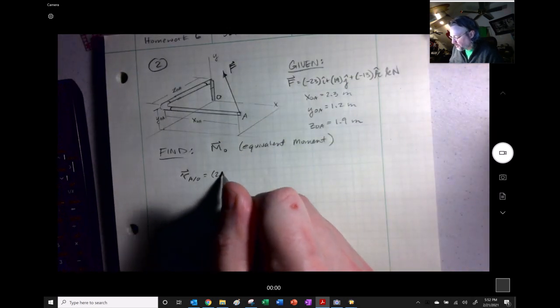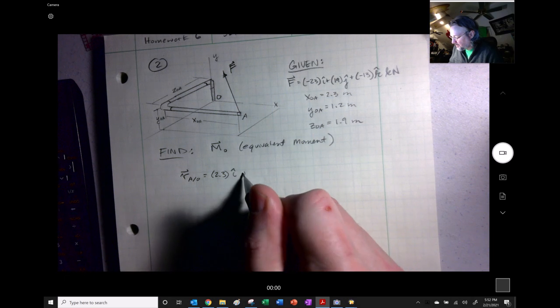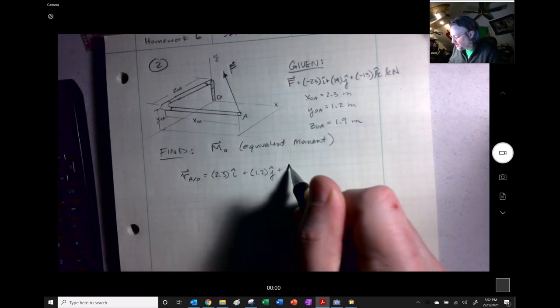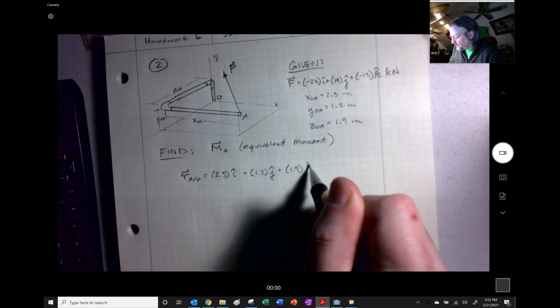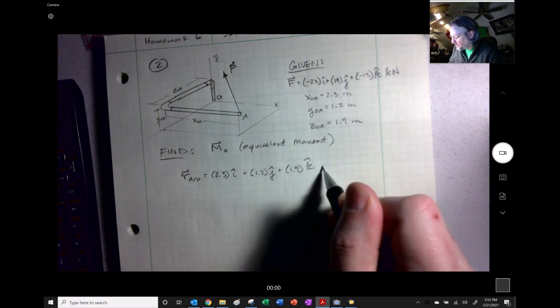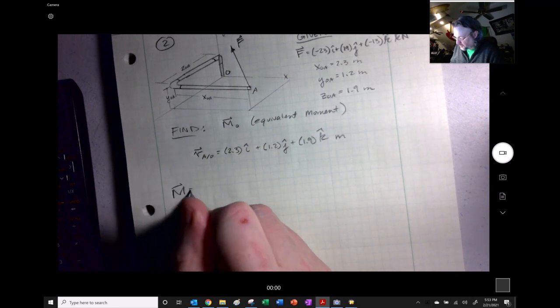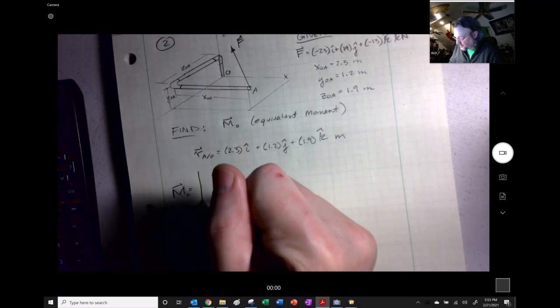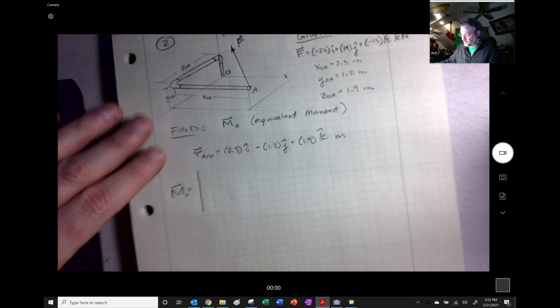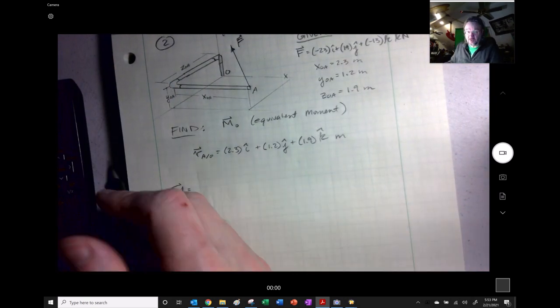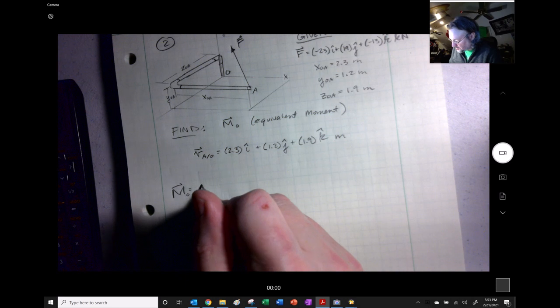So let's see, 2.3i plus 1.2j plus 1.9k, and these are meters. So this equivalent moment that we have taking place here, oh, I should write out the equation. It usually takes a long thing anyway, so let's do it out here.